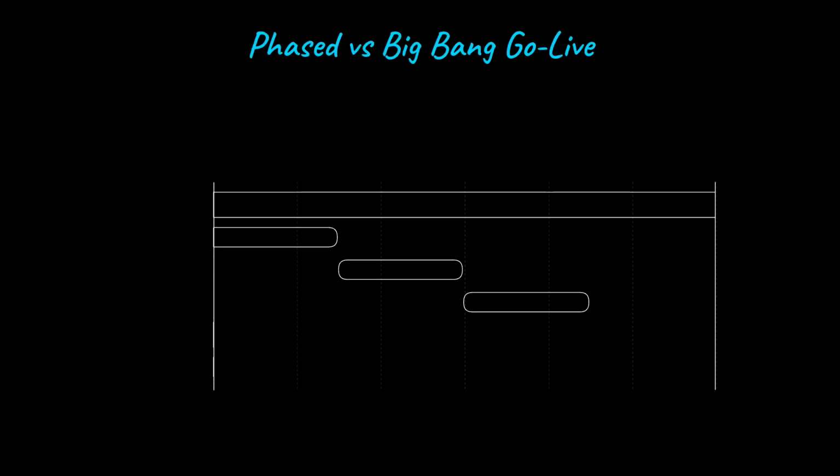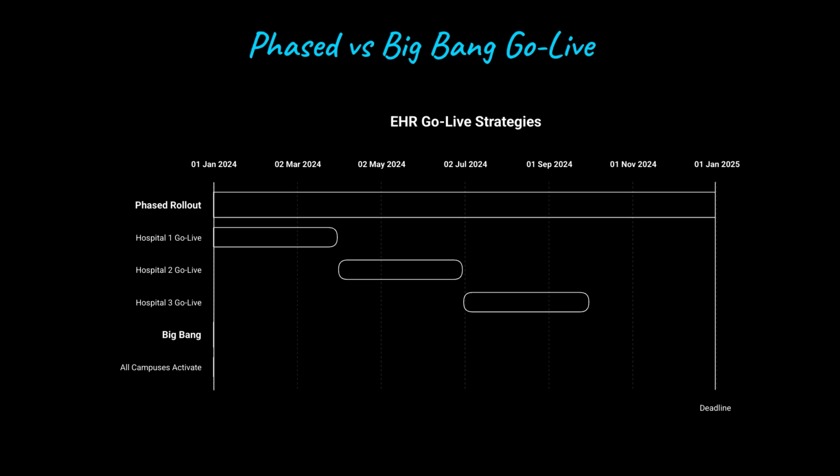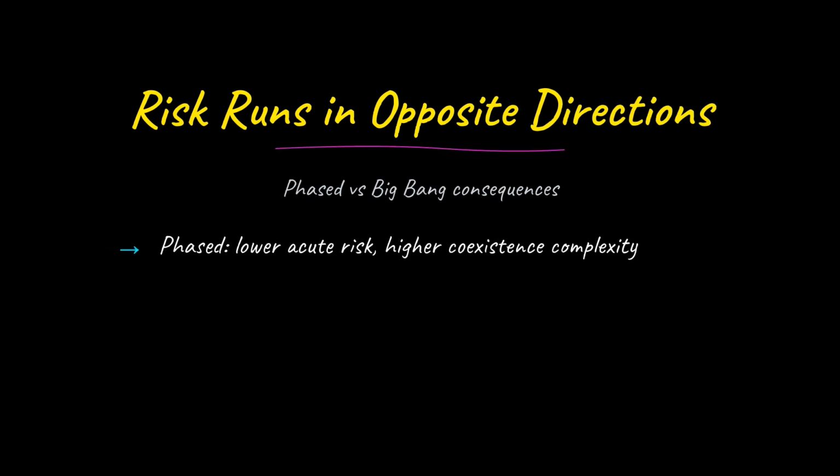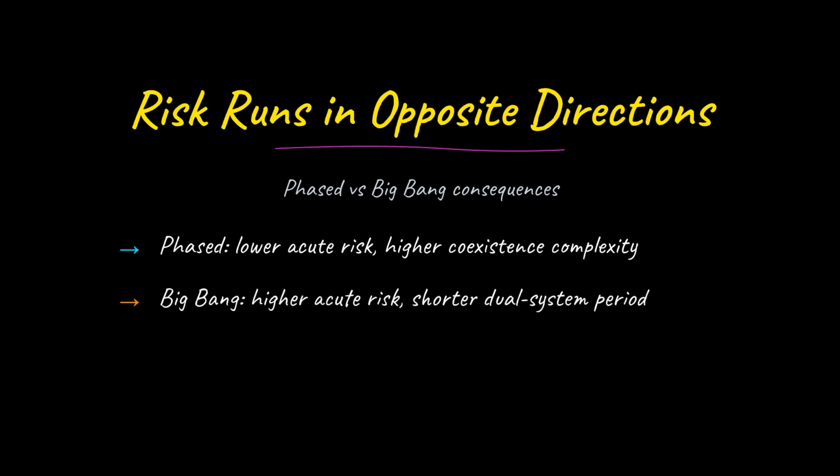In a phased rollout, the organization absorbs one wave at a time, fixing problems before the next site goes live. In the Big Bang cutover, every campus, department, and user group moves together, which means any failure is instantly system-wide. The exam nuance is about where risk concentrates. Phased approaches spread failures across time and sites, making them the lower risk strategy overall.